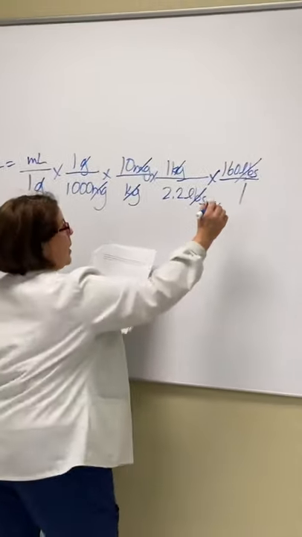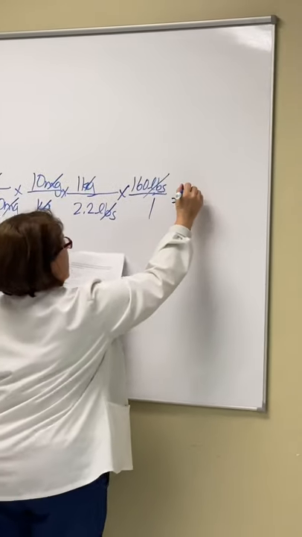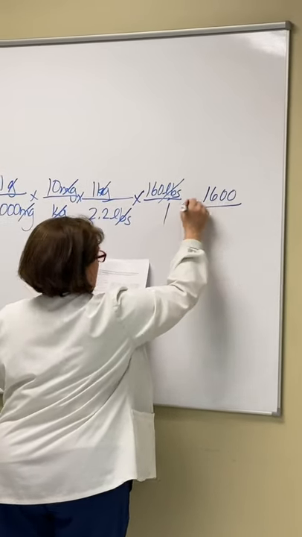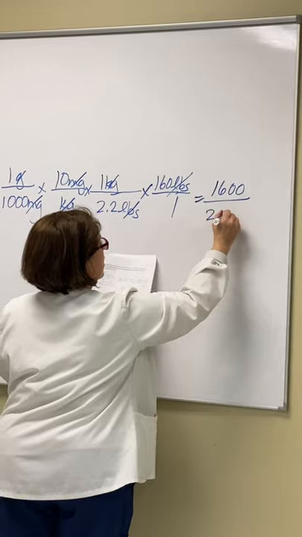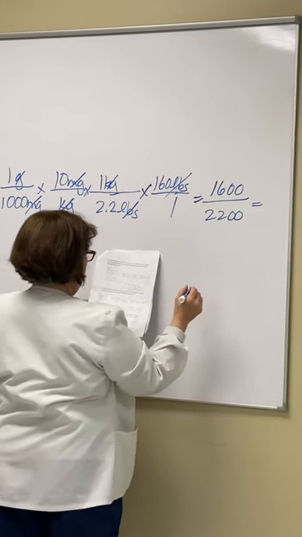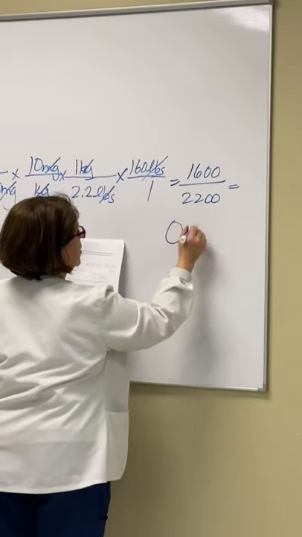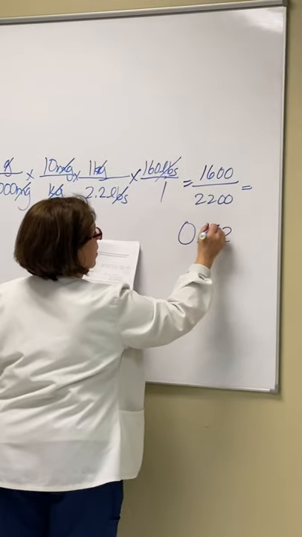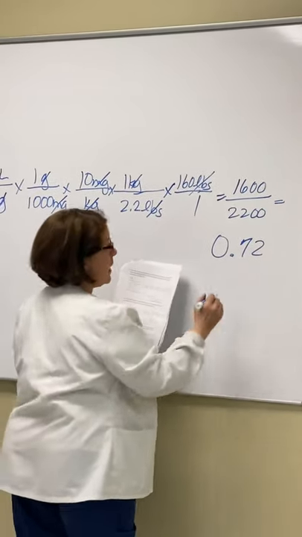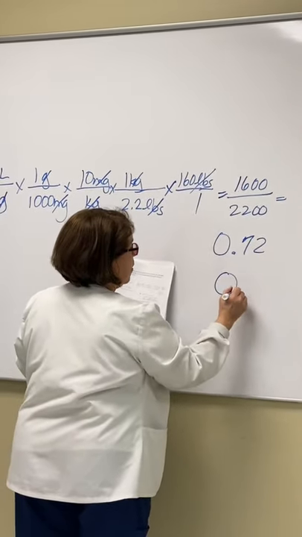So this comes to 1600 over 2200, which equals 0.72. We have to round that to the nearest tenth, so your answer is 0.7.